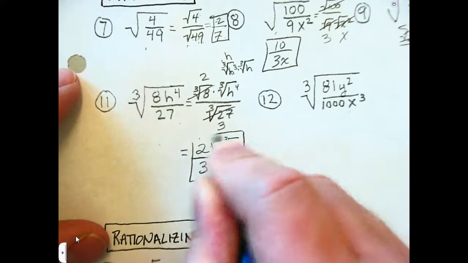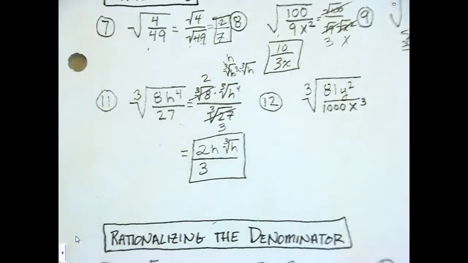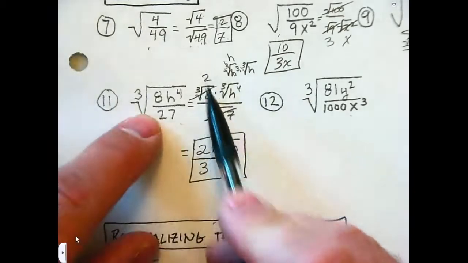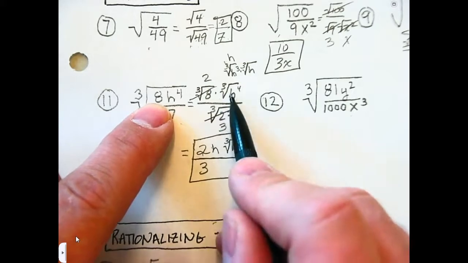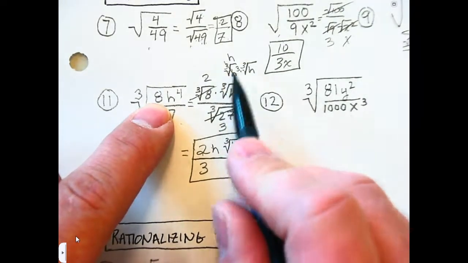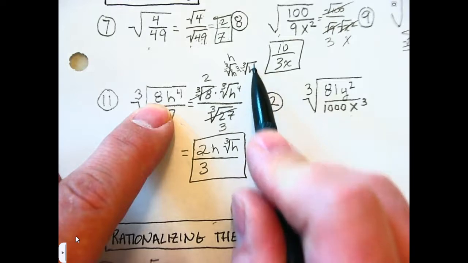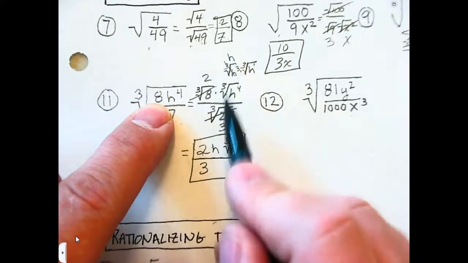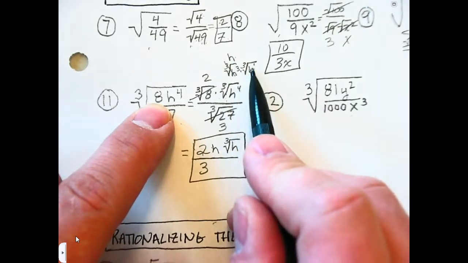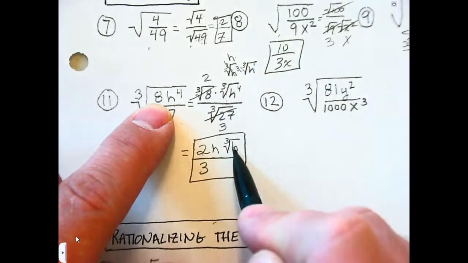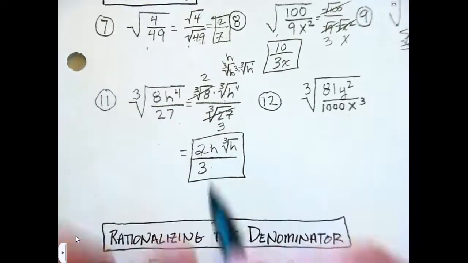All right, there's number 11. So cubed root of 8 is 2. The cubed root of h to the 4th, you've got to break apart into the cubed root of h cubed by the cubed root of h to the 1st. So the cubed root of h cubed is h, and the cubed root of h to the 1st is just cubed root of h. And then cubed root of 27 is 3.